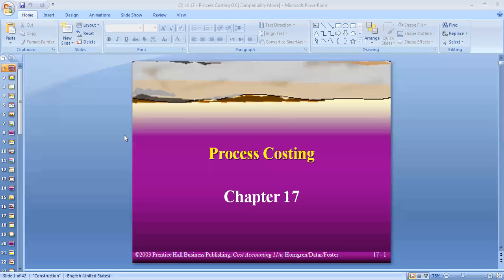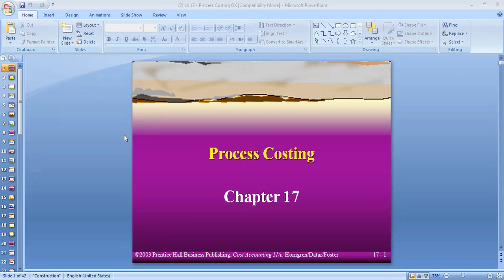بسم الله الرحمن الرحيم. My dear students of fourth year accounting, the subject of process costing, the subject of cost accounting system, lecture about process costing.